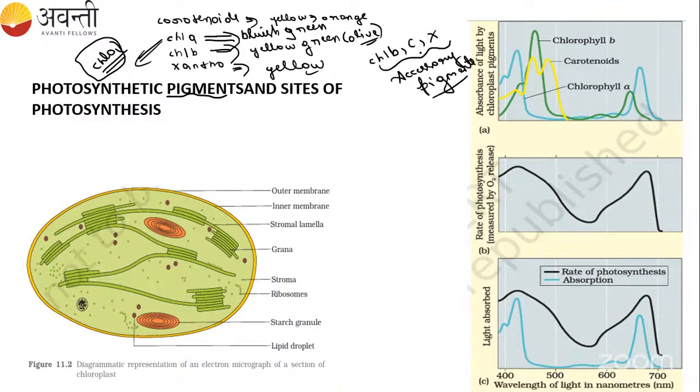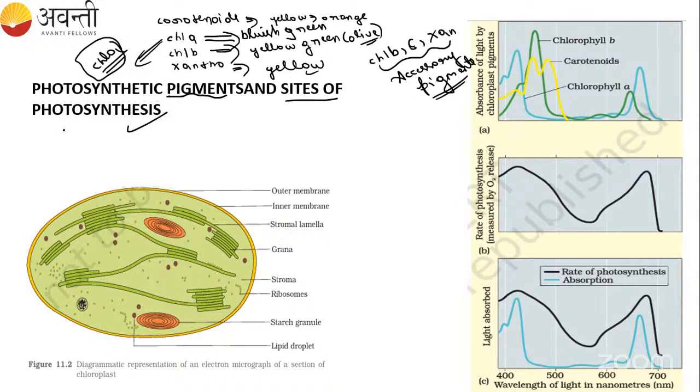Chlorophyll B, carotenoids, and xanthophyll, these all are acting as the accessory pigments. I think you all understood this about the pigments. Let us talk about the site of photosynthesis.